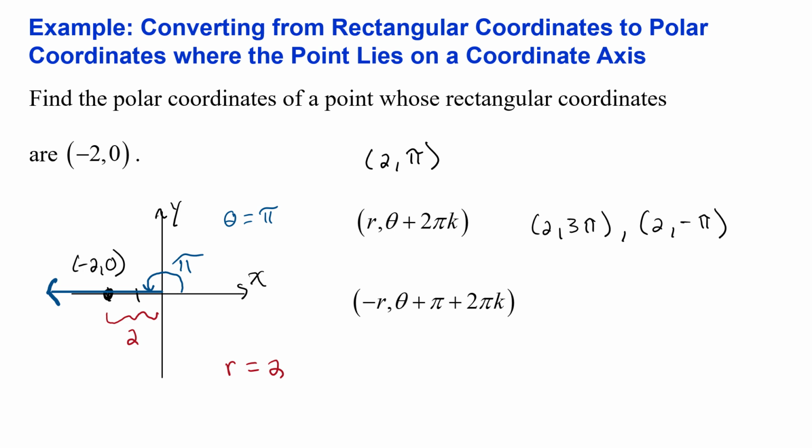Now keep in mind, we could add pi to the value of theta, and then the r value would be negative. In fact, once we add pi to the value of theta, we can then add integer multiples of 2 pi while r remains negative. So two other representations of this polar point could be -2, 0 and -2, 2 pi.